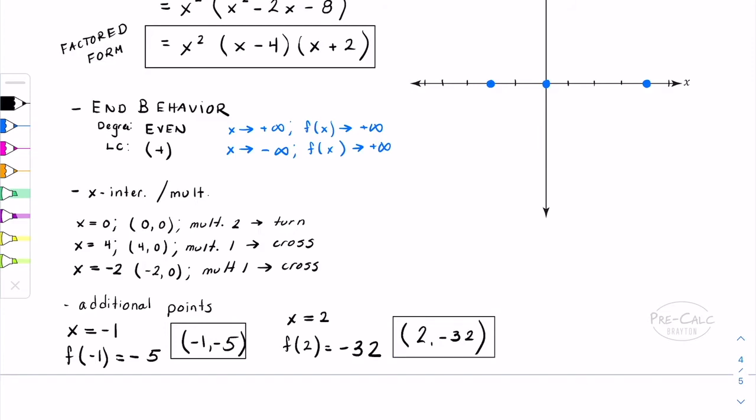And for the last step, I need to find the y-intercept. The y-intercept is found by substituting 0 in for x. When I test that in the original function, my output is 0, so my y-intercept is at 0, 0.